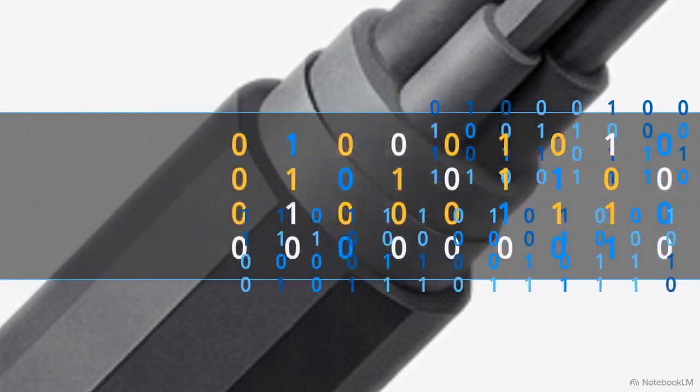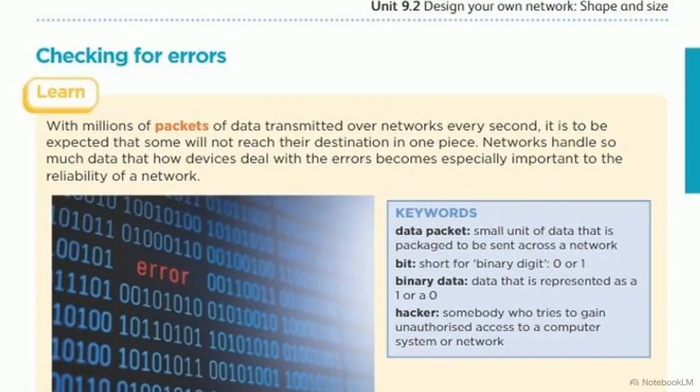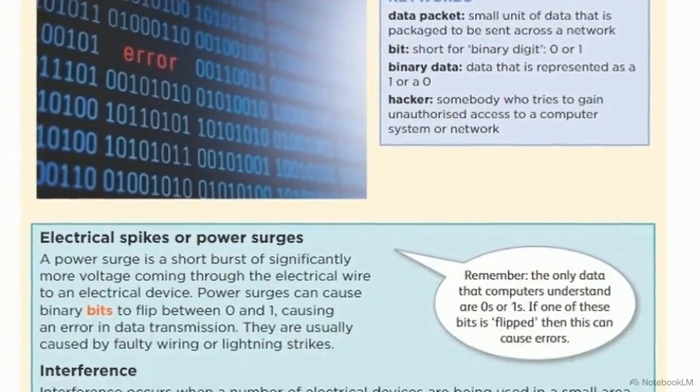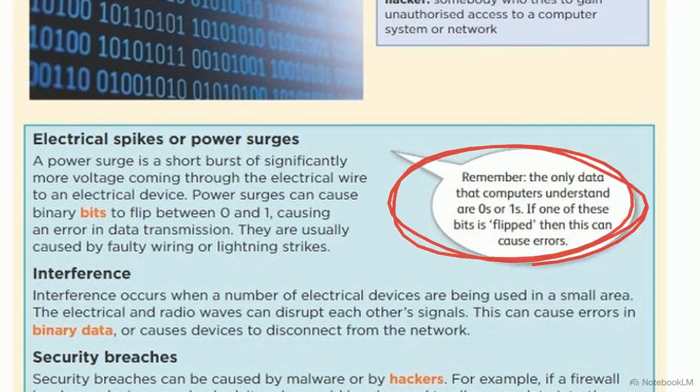Computers talk to each other in binary, a continuous stream of zeros and ones. But moving that data across a network comes with physical risks. As you can see in this textbook excerpt, interference like electrical spikes or lightning strikes can actually cause a single bit to flip from a 0 to a 1 during transmission.